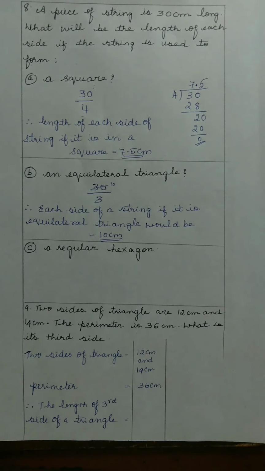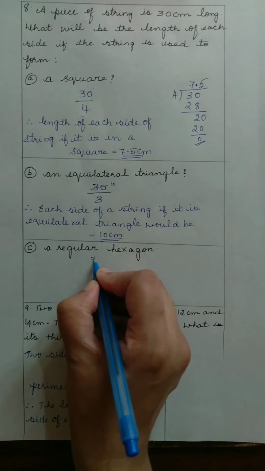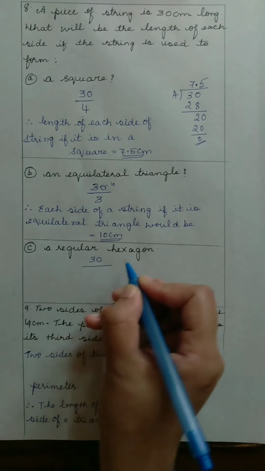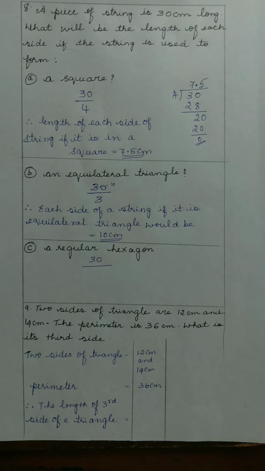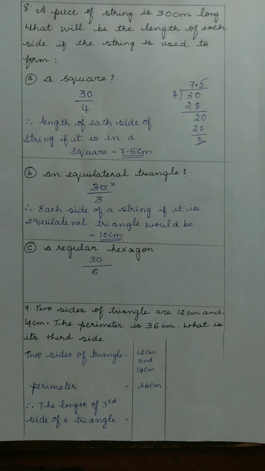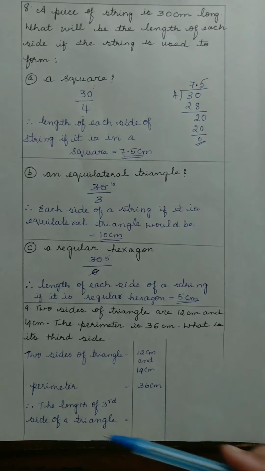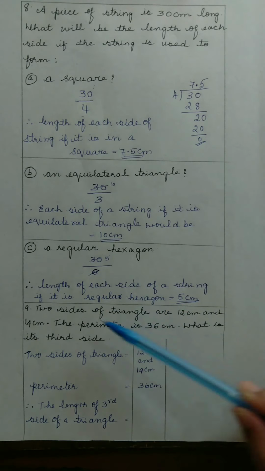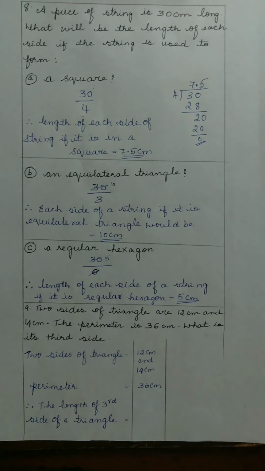Now, see the regular hexagon. What would be the length of each side if it is in the form of a regular hexagon? The initial length is 30 centimeter of the string. In a regular hexagon, there are 6 sides. Therefore, dividing 30 by 6, 6 ones are 6, 6 fives are 30. The length of each side of the string, if it is a regular hexagon, will be equal to 5 centimeter.